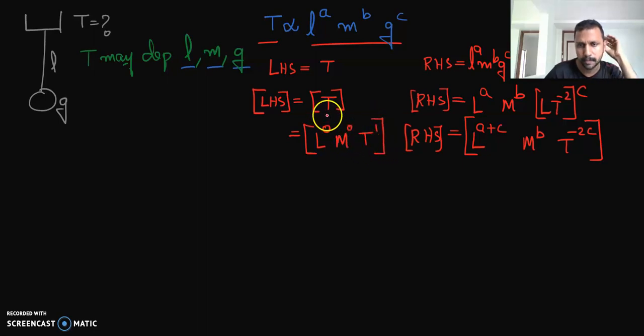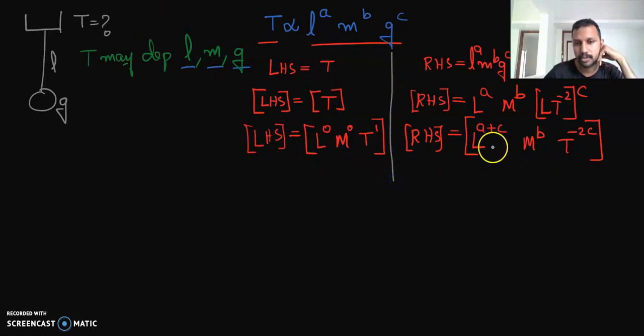It's because any number raised to 0 is 1. So L raised to 0 is 1, M raised to 0 is 1. Then 1 into 1 into T. That is the same as this. Why did I write the dimensional formula of LHS like this? It would have been enough to write it the other way, but this is done in order to compare the two equations.